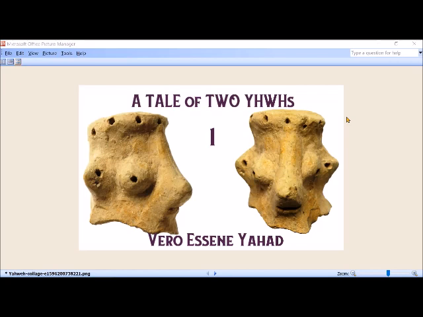Here's another example from the Brit Chadashah, John 5:43, probably my favorite chapter in the entire scripture. Yahshua says to the audience there, I have come in my Father's name, and you do not receive me. If another comes in his own name, him you will receive. Yahshua, meaning Yahweh saves, appeared in his Father's name, Yahu, which means I exist, or I am, or I'm becoming. I read is probably the best translation of that name Yahweh.